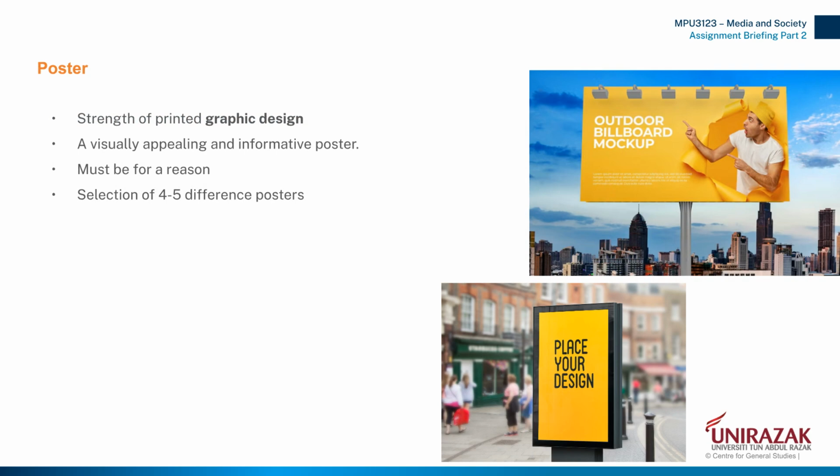For a poster, focus on the strength of your printed graphic design to create a visually appealing and informative result. You should select a set of 4 to 5 different posters. You can use AI to visualize the posters to be mounted on billboards, digital displays, product packaging, and many more. The 5 posters could be in different dimensions, or a series of messages, or a series of visuals, whilst maintaining the concept of the posters.